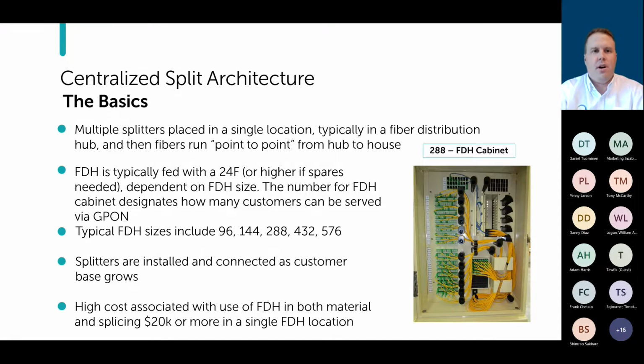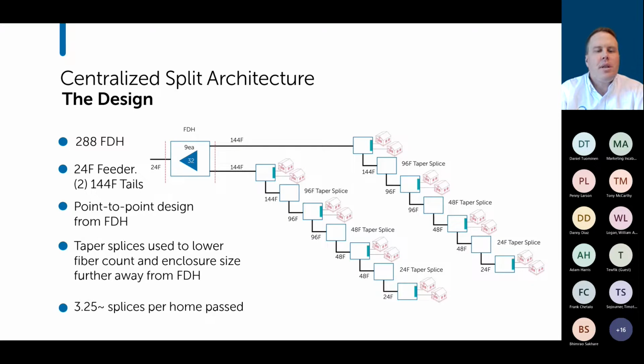So there is a lot of upfront cost involved with that. So again, if we just look at the design, it's pretty straightforward. You've got your 24 fiber feeder, you hit your FTTH cabinet that has 9 1x32 splitters in it, and then you're just running point to point from that cabinet, right? So you're on a standard 288 cabinet, you're going to leave that cabinet with 2 144 fibers.